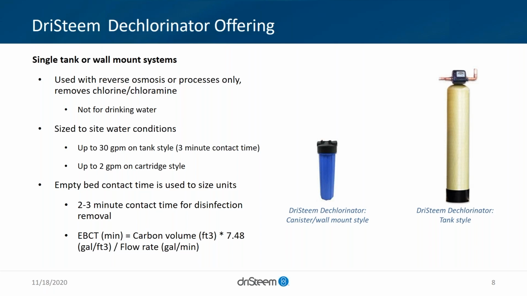So what is DrySteam's dechlorinator offering? We have a couple different options. The first one, the blue image on your screen, pretty much in the center, is a cartridge style wall mount cartridge. It is a consumable piece that we replace periodically, anywhere from 6 months to a year, and I'll talk a little bit about maintenance and what that true expectation is.